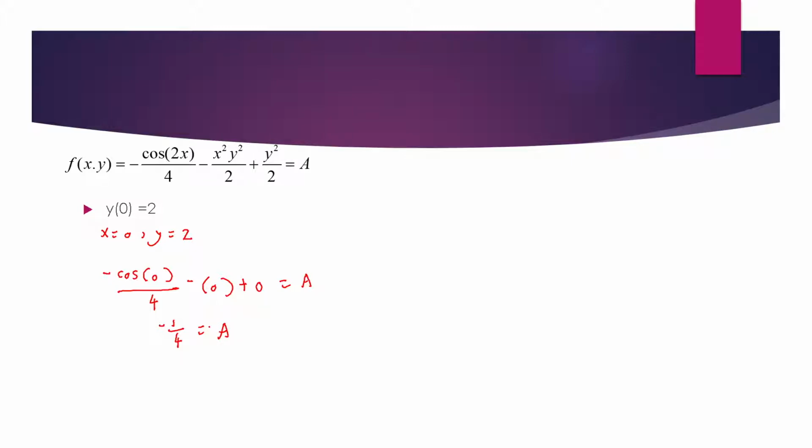Hold on, sorry, y is not 0. x is 0, y is 2. So that's where I made a mistake. The third term is not 0. Only the second term is 0, because x is 0, and 0 times anything you get 0. The third term, y is 2, so 2 squared divided by 2, so 4 divided by 2, which is 2.